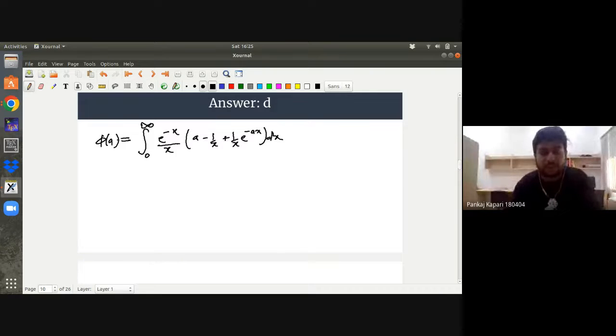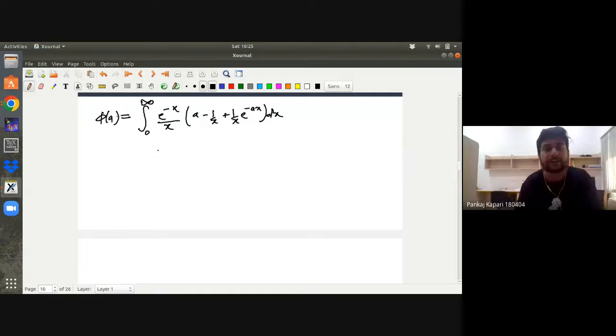Now because this is an improper integral, sometimes it's difficult to calculate an improper integral directly. So the Leibniz rule gives us a way to calculate some particular improper integrals. The Leibniz rule says that we can differentiate this function with respect to a, that is, we are differentiating d by da of phi of a. While differentiating this integral, you can take this derivative inside the integral sign.